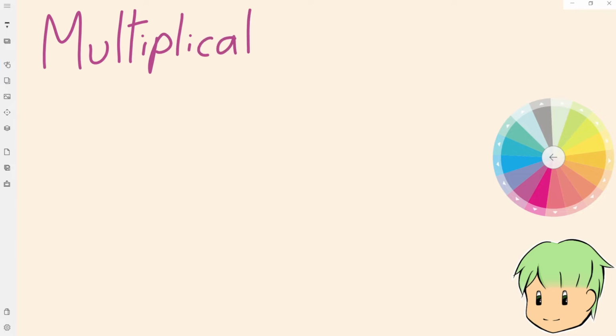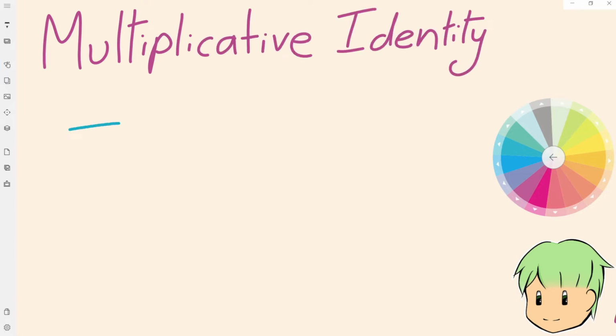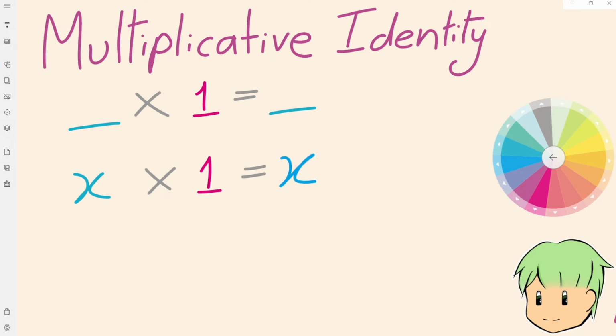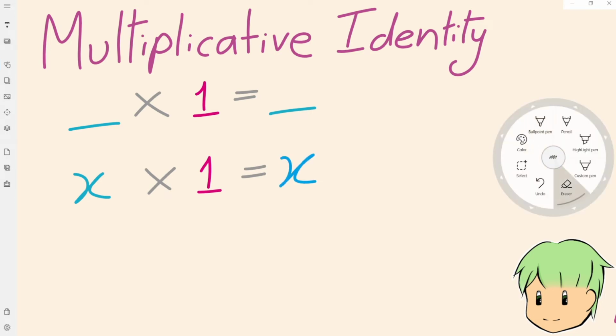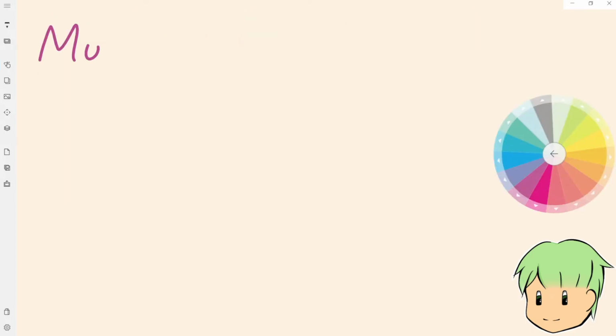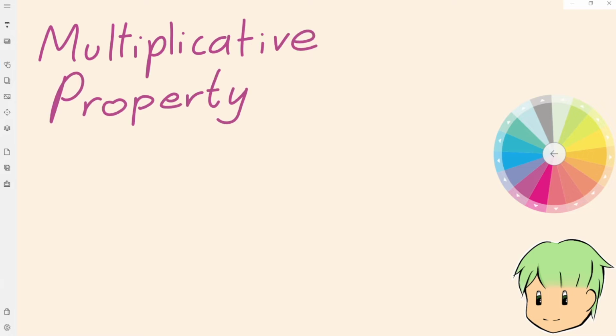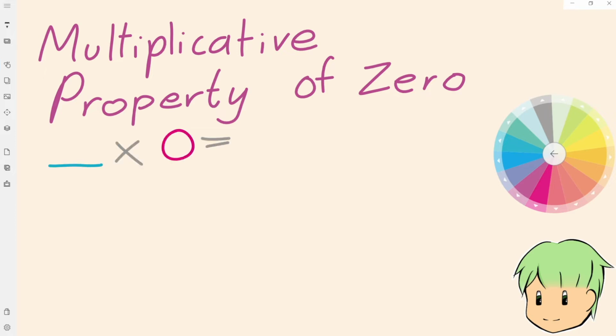Next is the multiplicative identity. It states that any number when multiplied by 1 gives the number itself. It can be written as x times 1 equals x. Now we're going to talk about the multiplicative property of 0, which states that 0 when multiplied by any number still gives 0, like x times 0 equals 0.